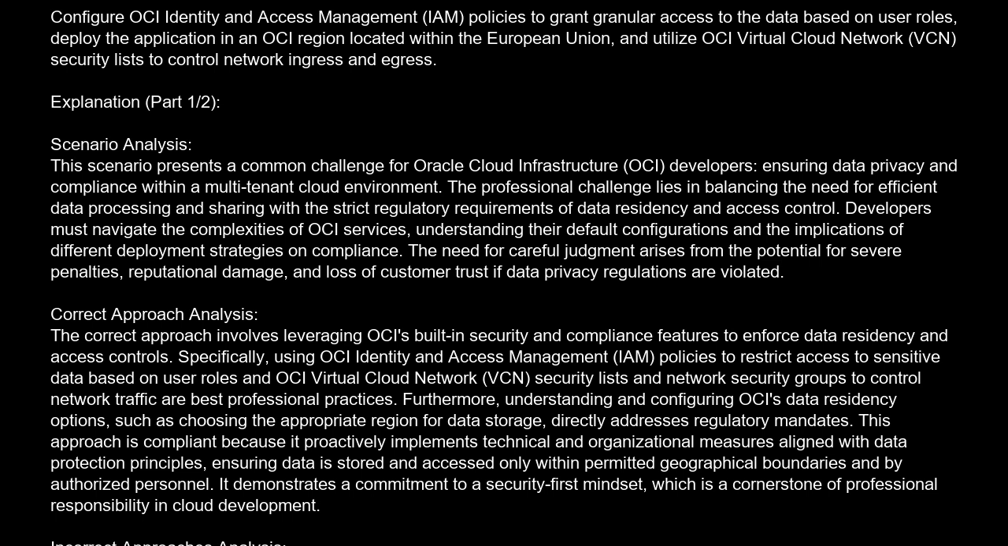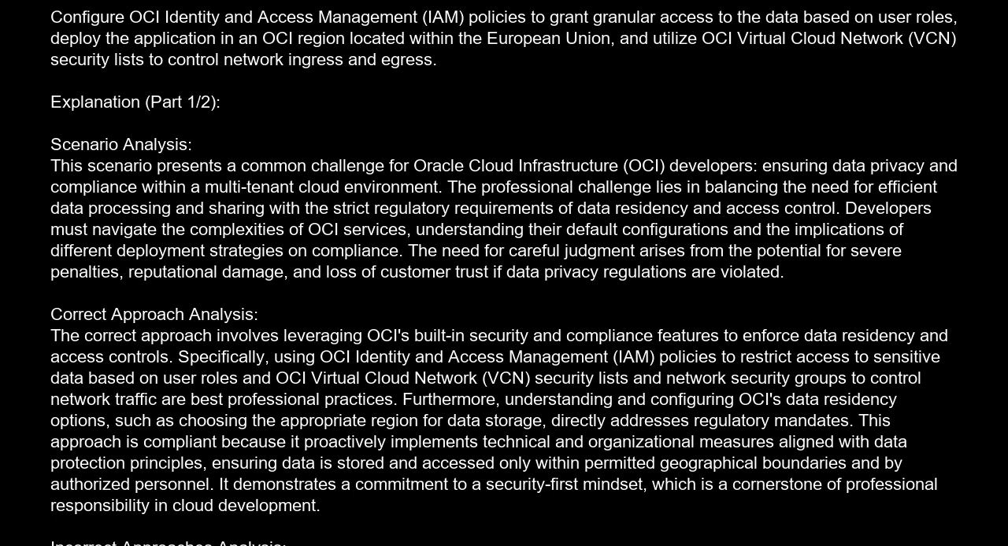This approach is compliant because it proactively implements technical and organizational measures aligned with data protection principles, ensuring data is stored and accessed only within permitted geographical boundaries and by authorized personnel. It demonstrates a commitment to a security-first mindset, which is a cornerstone of professional responsibility in cloud development.